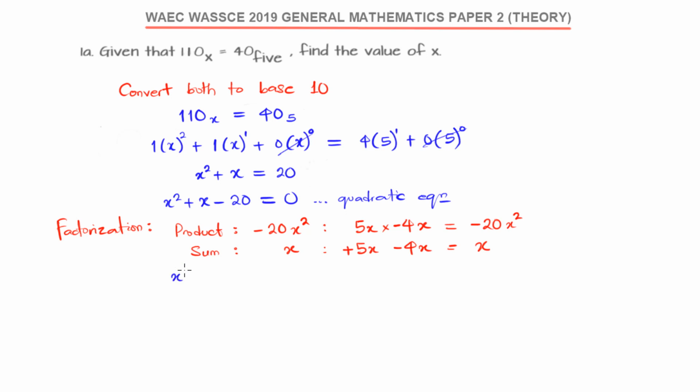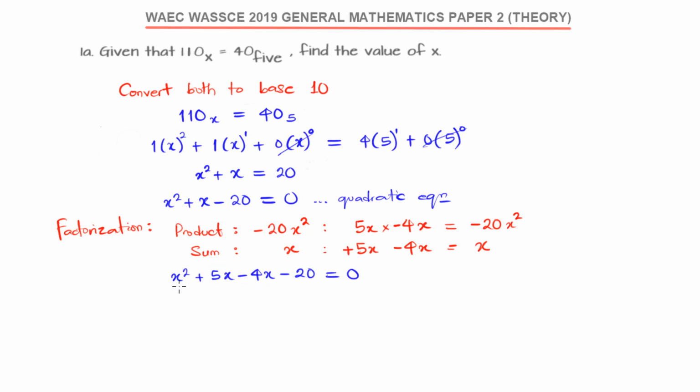So we have our factors that we can use to substitute into the second term. So instead of writing x, we write plus 5x minus 4x. Of course, the sum of that is also x. So it's not as if we are changing anything. But looking at the first two terms now, we can factor out.